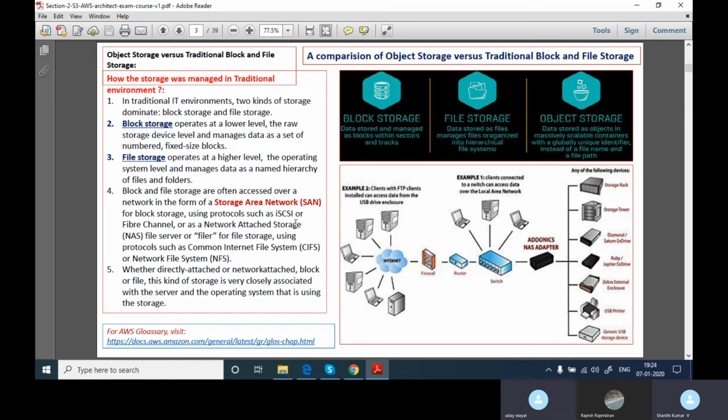We'll see further. So in traditional IT environments, how is it? There are two kinds of storage that were dominating: block storage and file storage. Block storage operates at a lower level, the raw storage device level, and manages data as a set of numbered, fixed-size blocks. Let us say you take any kind of paper.